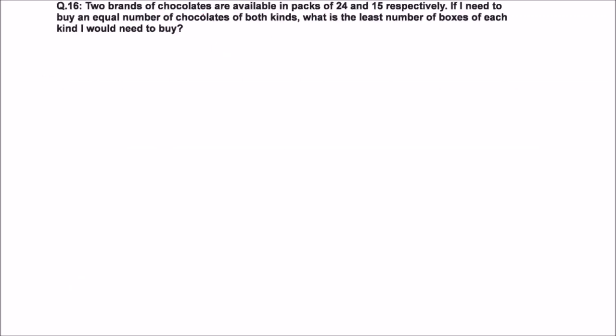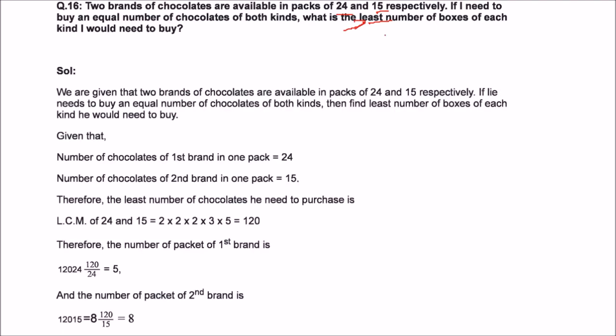Two brands of chocolates are available in the pack of 24 and 15. If I need to buy an equal number of chocolates of both kinds, what is the least number of boxes of each kind I would need to buy? Now in this case, the question itself says you have to find out the least number of boxes. That means you have to find the LCM. So 24 and 15 is there, find out the LCM of 24 and 15. I already told you how to find out the LCM. Let me do it again for you.